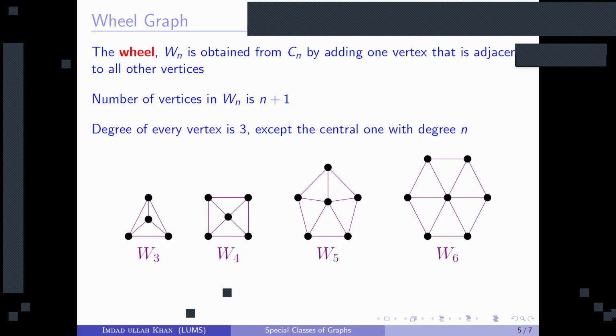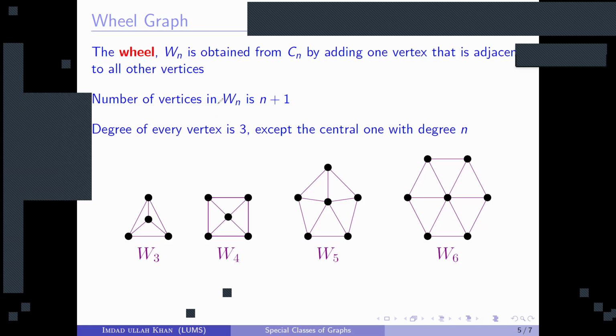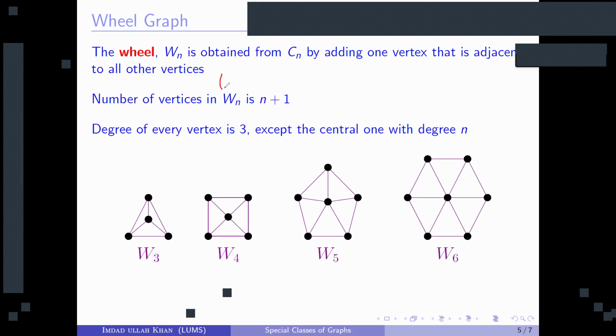Okay, the wheel graph is obtained... This is slightly different kind of terminology. We use Wn. So if I focus on the second bullet first, let's say we are interested in creating W5. W5 means that we create 5 vertices.